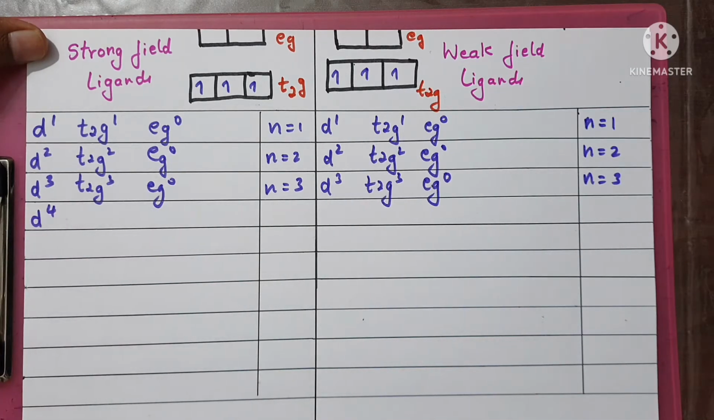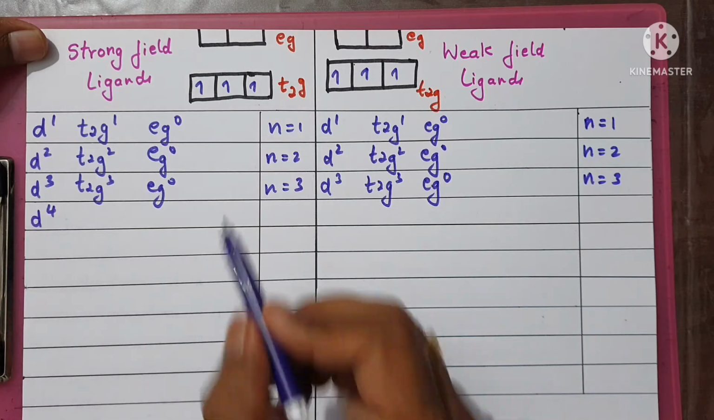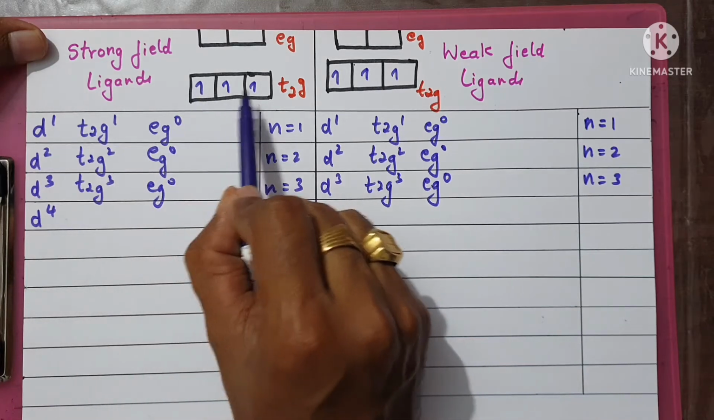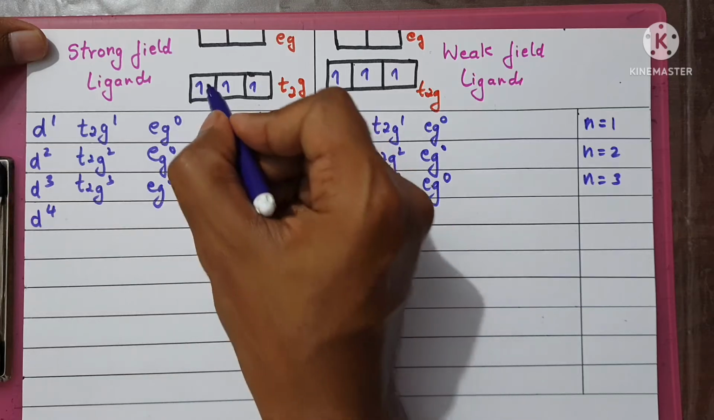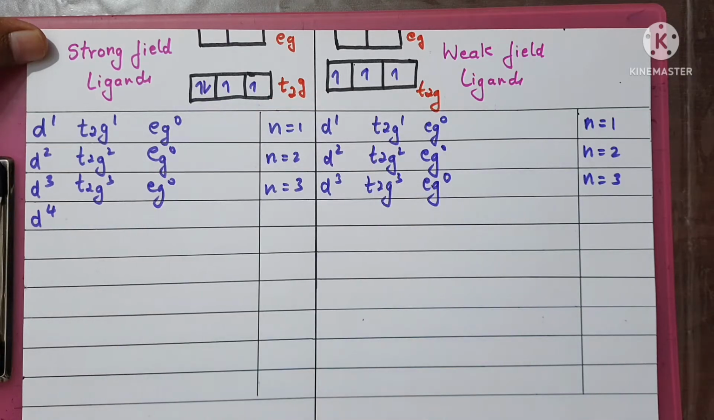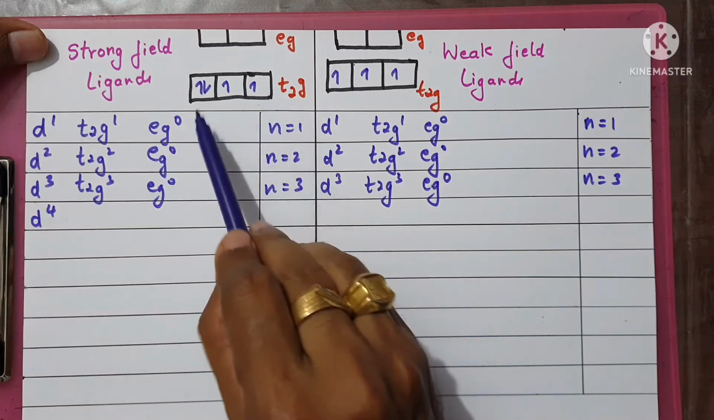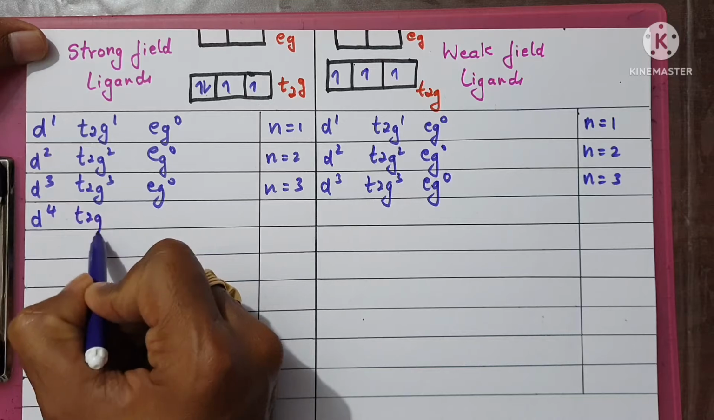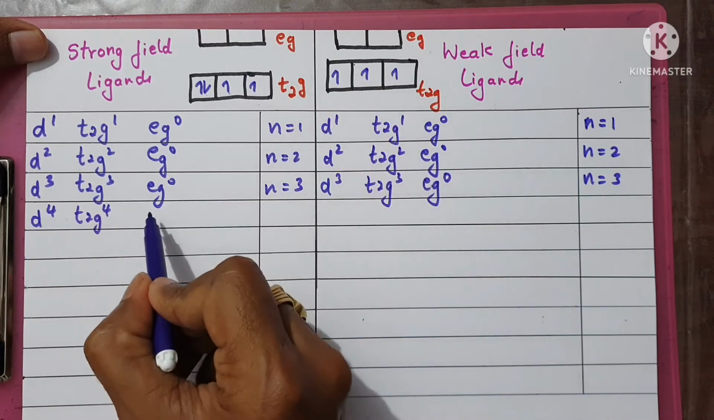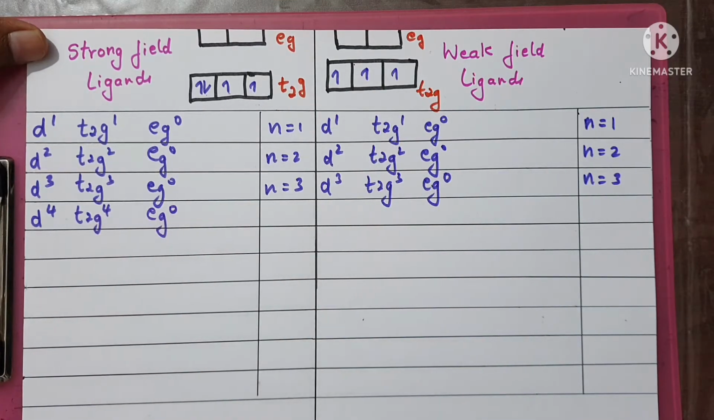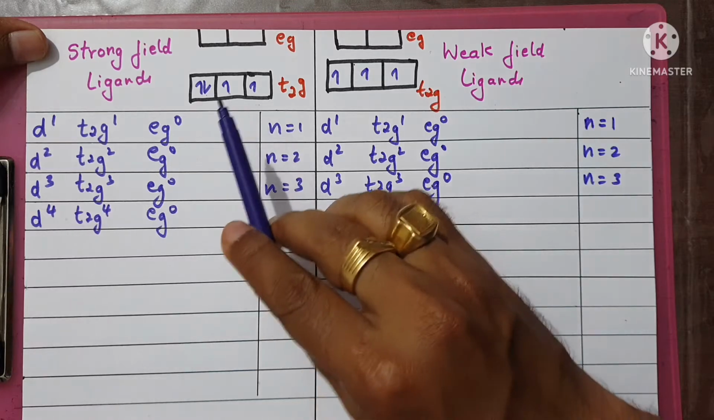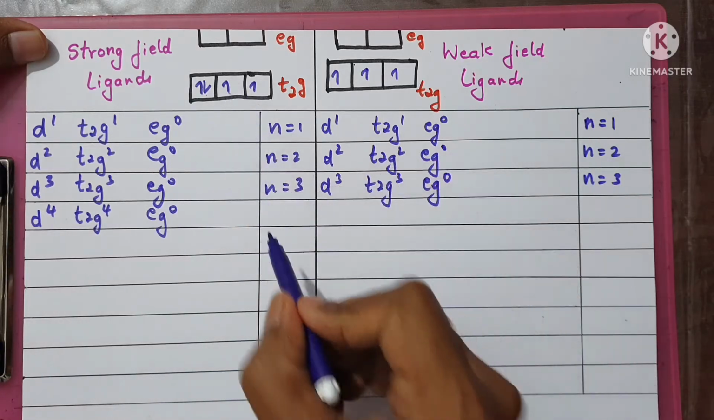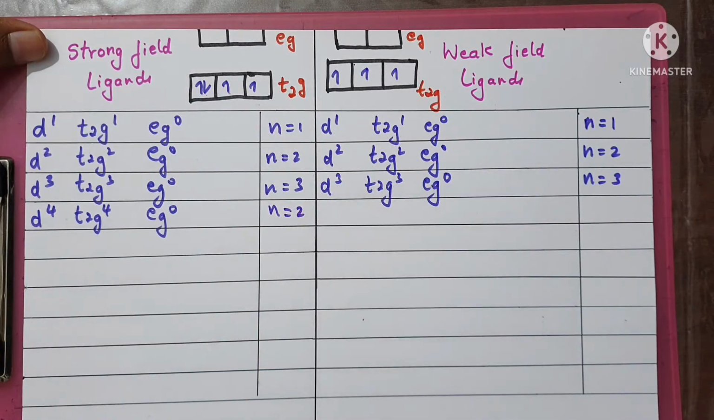d4. How many electrons? 4 electrons. 1, 2, 3. Because it is a strong field ligand, the electron will get paired up here. Pairing is taking place. Therefore, in t2g, how many electrons? 1, 2, 3, 4 electrons. So I'll write here t2g4. In eg there is no electron, I'll write eg is equal to 0. How many unpaired electrons here? 1, 2. Therefore, n is equal to 2.